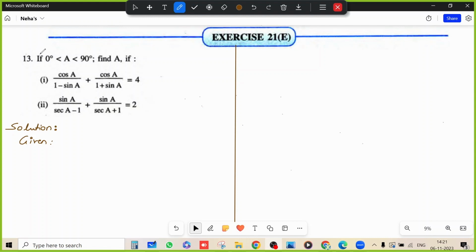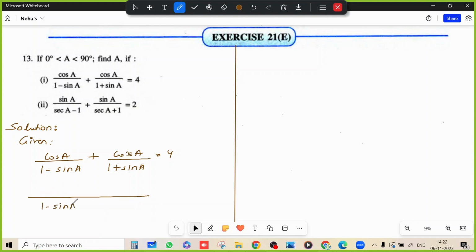Question number 13 is, if A lies between 0 degree and 90 degree, we have to find the value of A if the equation given is cos A divided by 1 minus sin A plus cos A divided by 1 plus sin A is equal to 4. So we will begin with the equation that is given to us. Here cos A by 1 minus sin A plus cos A by 1 plus sin A is equal to 4 is given. Now we will find out the LCM of the denominators.